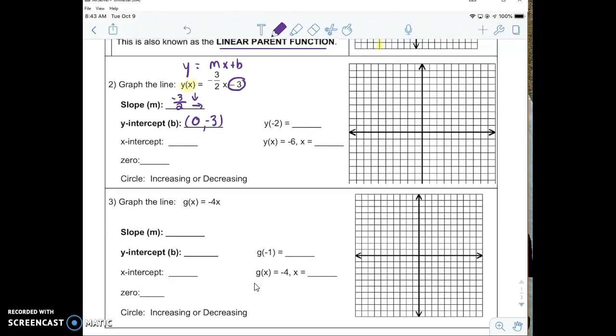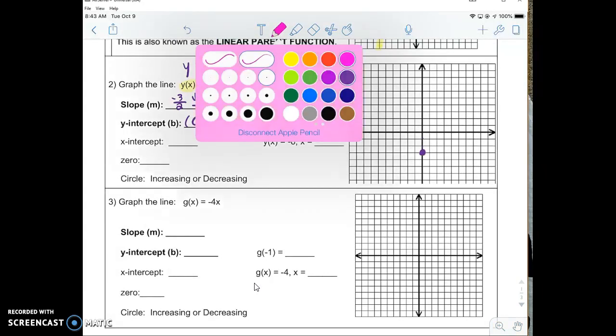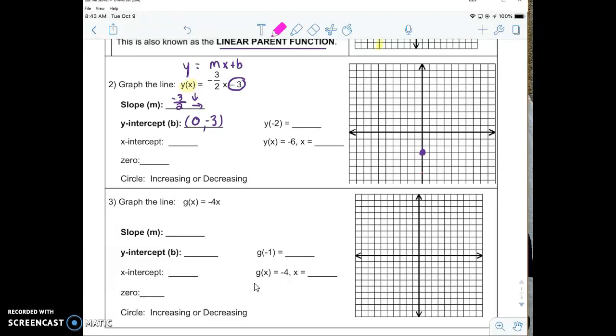So, starting on my graph, I'm going to start at a y-intercept of negative 3. I go down 1, 2, 3. And my slope is negative 3 over 2, or down 3 over 2. Going this direction, I'm running out of room, so I'm going to reverse it and go up 3, left 2. And once I have my points, I can connect my dots to draw my line.